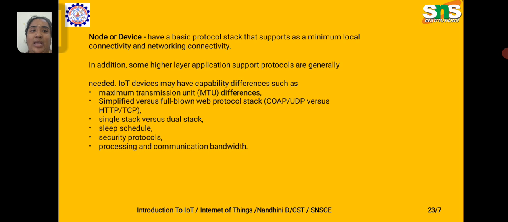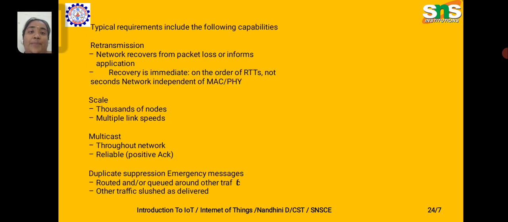IoT devices may have different capabilities, such as maximum transaction differences. Simplified versions consist of the full-blown web protocol stack, HTTP, Hypertext Transfer Protocol, TCP, Transmission Control Protocol. COAP stands for Constrained Application Protocol, and single stack and dual stack versions have been used. Sleep schedules, security protocols, processing and communication bandwidth, etc. are considered here. Typical requirements include the following capabilities.